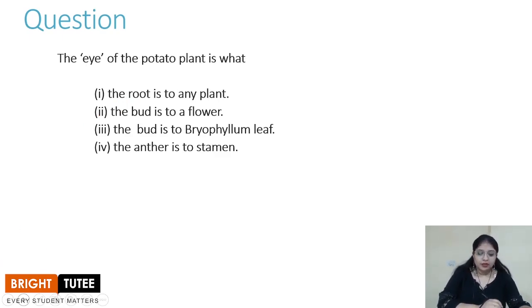The eye of the potato plant is what? The root is to any plant, the bud is to bryophyllum leaf, the anther is to stamen. So the eye of the potato plant gives rise to a new plant in the same way as the bud is to bryophyllum leaf. That means the bud gives rise to a new plant, right? So in the notches of the bryophyllum leaves are the buds which give rise to the new plant.